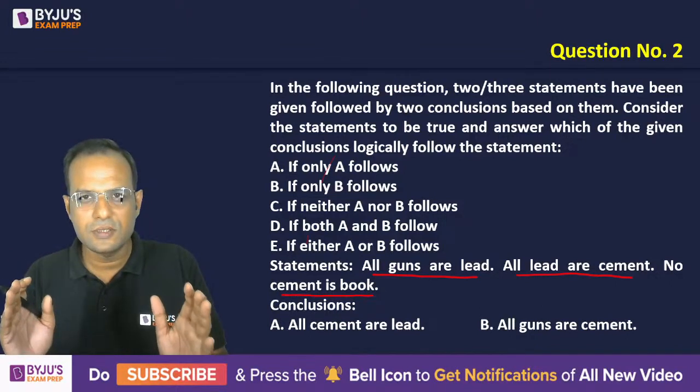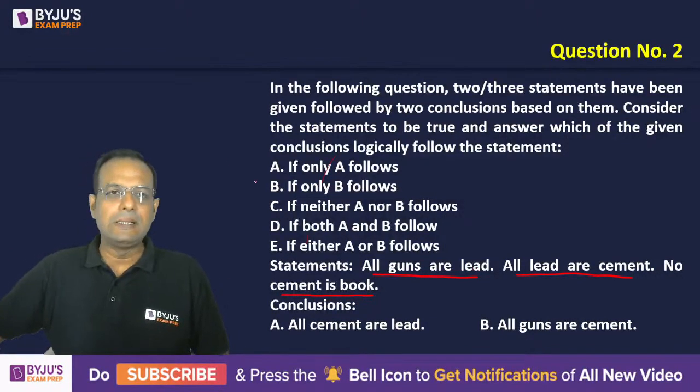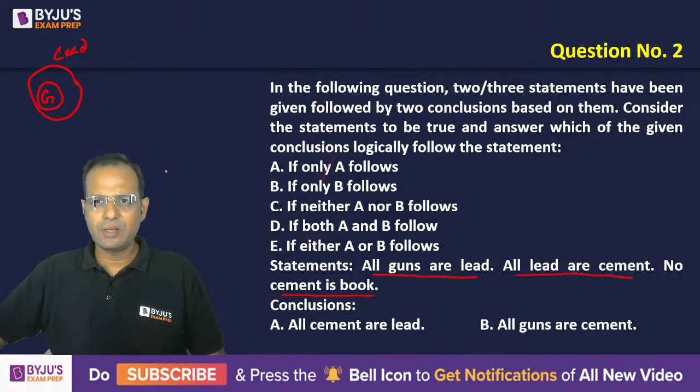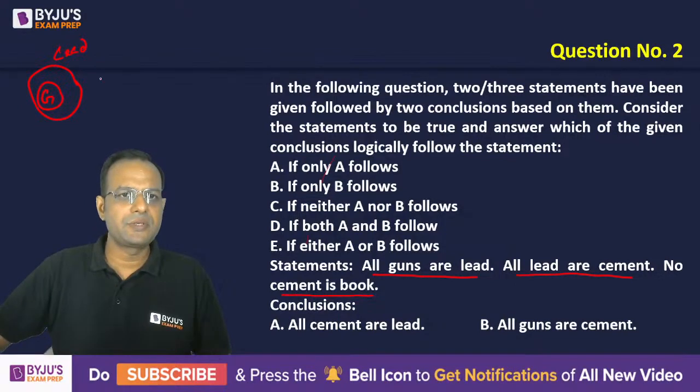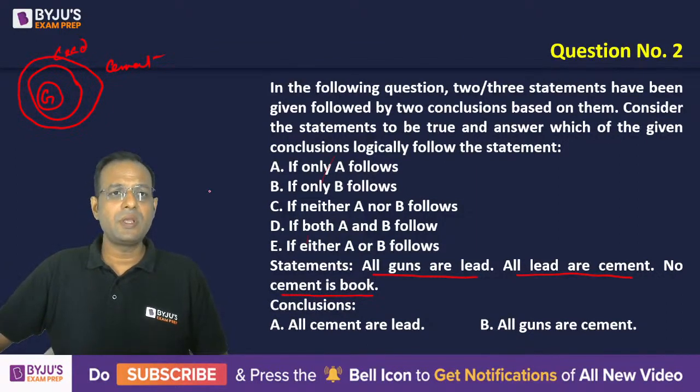Can we draw the circles? बना ले circle खेलते हैं. All guns are lead. All right. All lead are cement. Okay. बना लिया. No cement is book.